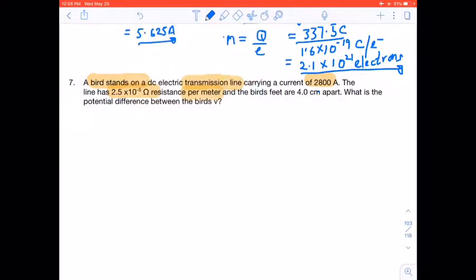Okay, now, what do we have here? We have this bird, and this bird's feet are 4 centimeters apart. What is the potential difference between the bird's feet? Right? What is the potential difference between the bird's feet?